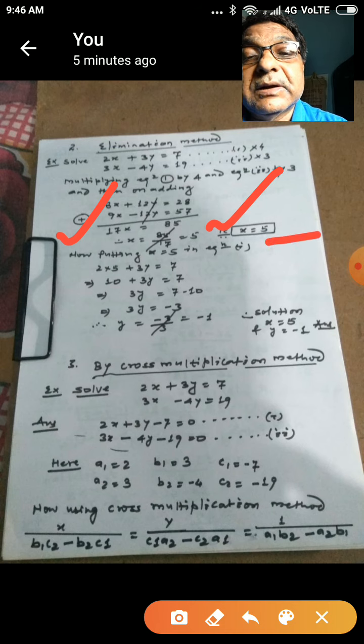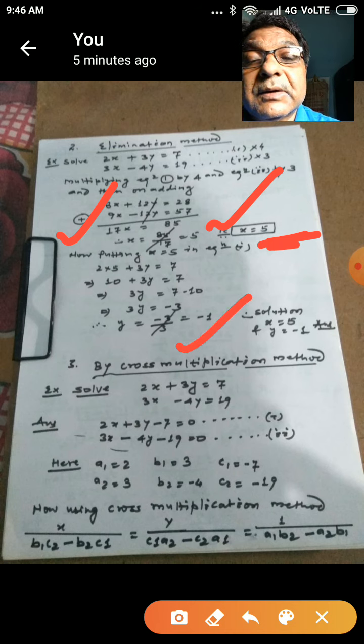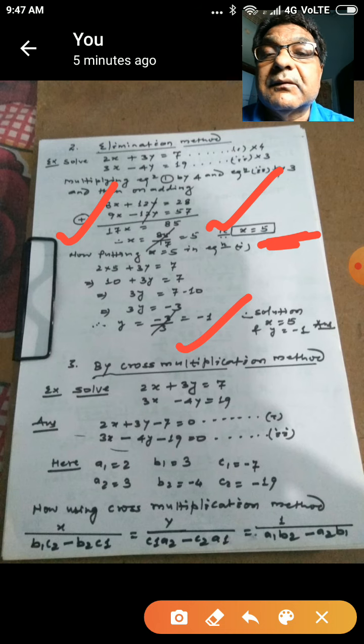And now since we have one value, we will put it in any one of the above equations, so we will get the other value, that is y equal to minus 1. So in this way the solution comes x equal to minus 1.